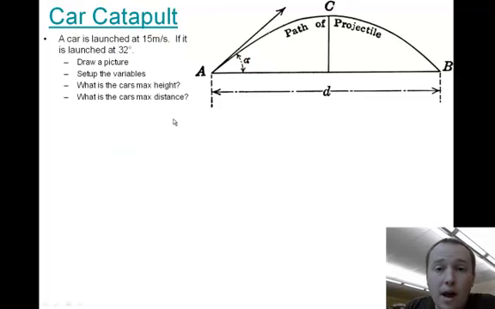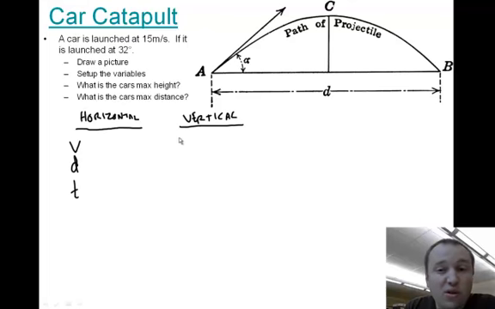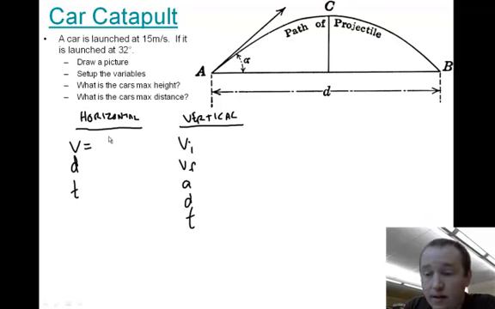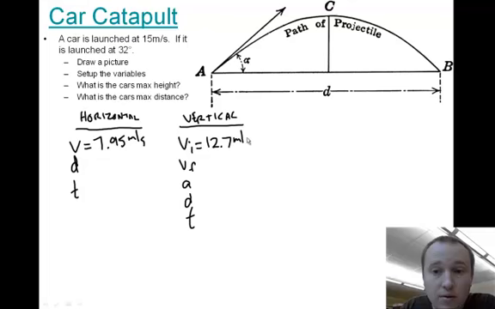So now we're going to do it just like we did before. So we have horizontal and we have vertical. Horizontal, I have constant motion. Vertically, don't. Horizontally, I'm going 7.95 meters per second. Now vertically, before we had horizontal projectiles, it was 0. It's no longer 0. I am going up at 12.7 meters per second. Acceleration is negative 10. And that is all I know.